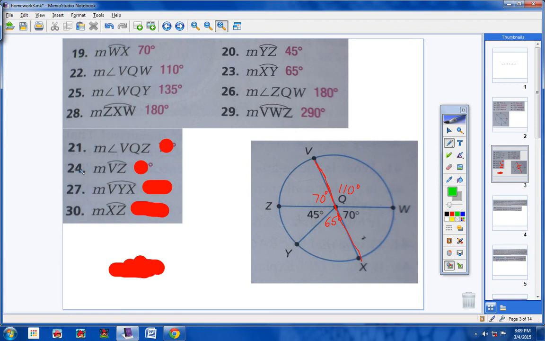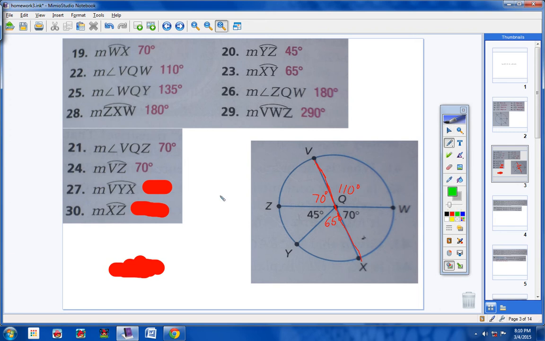Alright, number 21. VQZ. And it is an angle. VQZ. So V down to Q over to Z. 70 degrees. Number 24. Arc VZ. So from V to Z. Here are the endpoints. Go down. The central angle for that arc is 70 degrees. So the arc measurement is also 70 degrees.